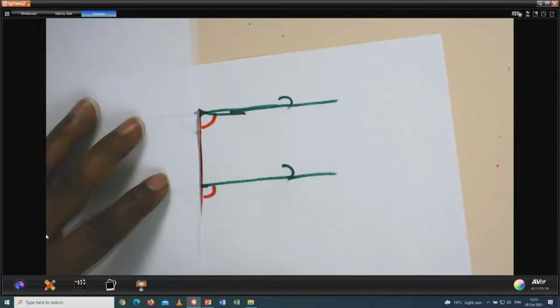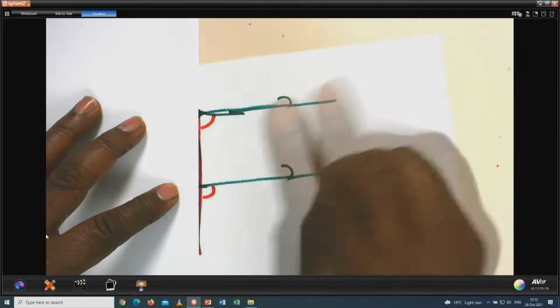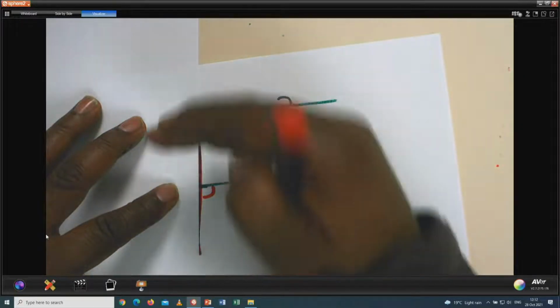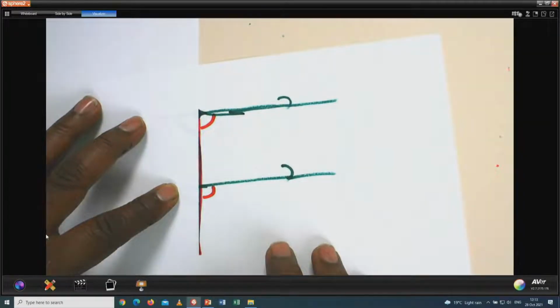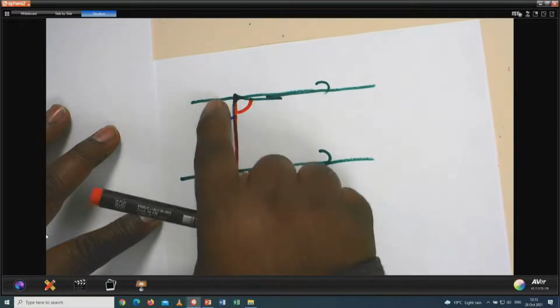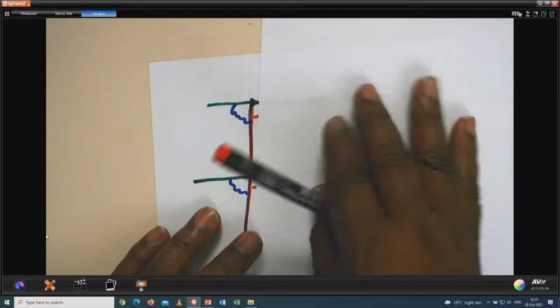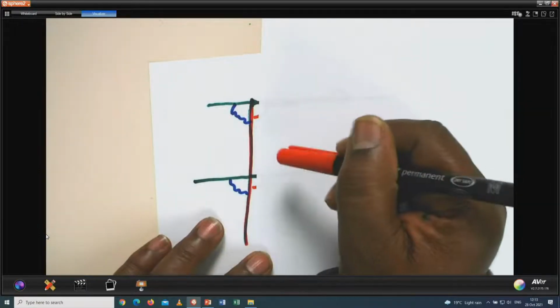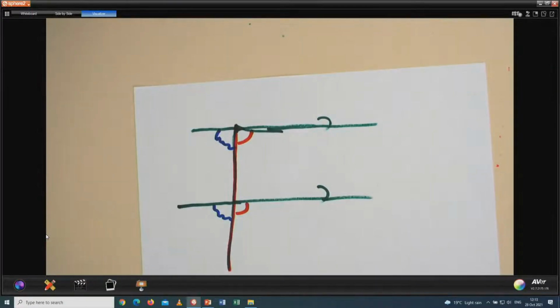One, they are both on the right-hand side of the transversal. Number one, they've got that in common. Secondly, they are below the parallel lines. They are on the right and below. So the position is why we say it's corresponding. This one is not corresponding to that one. But the blue ones are corresponding because they are both on the left of the transversal line and also below the parallel line. Position-wise, they are at the same kind of position, so we say corresponding. That's very, very important.